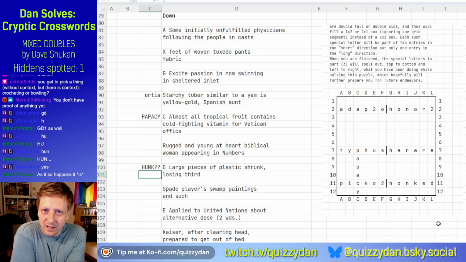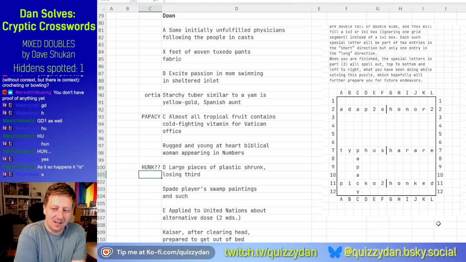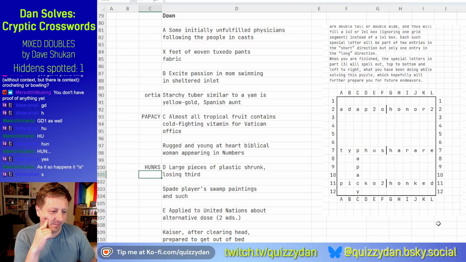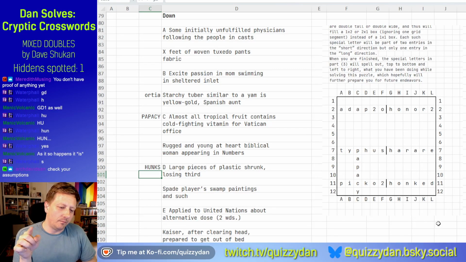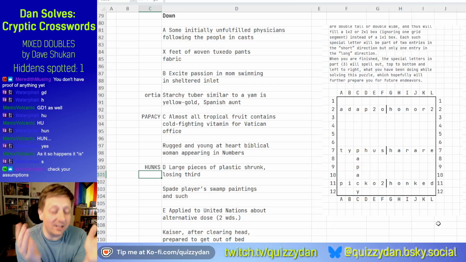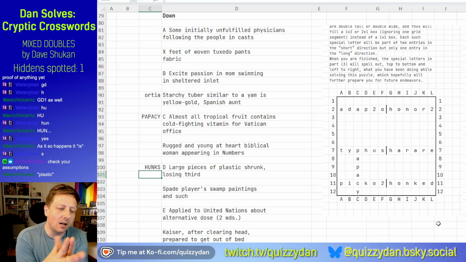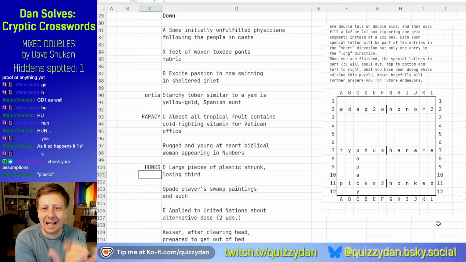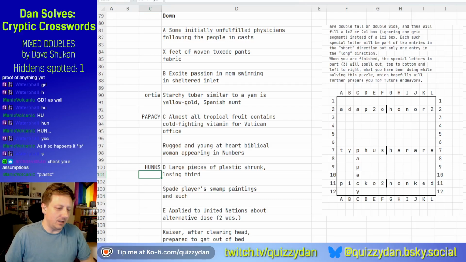Is there a fifth letter? If so, what is it? If there isn't a fifth letter, oh no. Large pieces of plastic. Hunks. Why? I am not getting this. Hang on. Okay, I know how. No, so it's plastic shrunk. Large piece is a hunk. Your definition is large pieces, which are hunks. Plastic shrunk. Plastic is an anagram indicator, and it's shrunk, losing its third to take the R out. I know how it works. I'm an idiot.